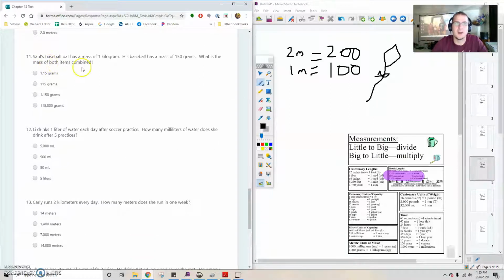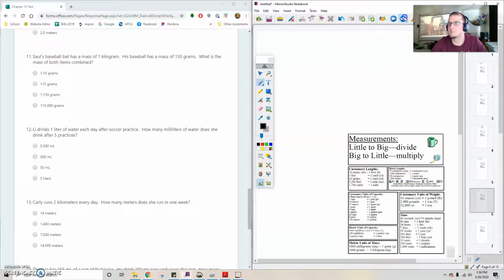Saul's baseball bat has a mass of 1 kilogram. His baseball has a mass of 150 grams. What is the mass of both items combined? Okay, so we've got the bat, I like pictures, is 1 kilogram. The ball is 150 grams. We need our answer. What is the mass of both items combined?